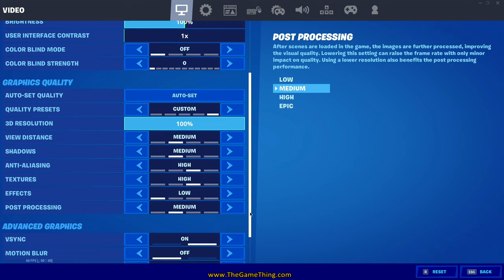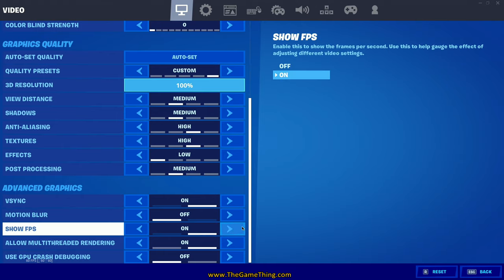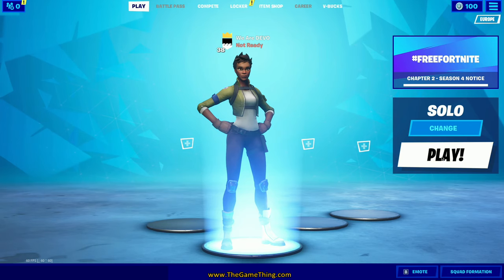Weirdly, here I've got VSync switched on because for some reason VSync off and on doesn't affect the frame rate, so I don't even know if it's working correctly to be honest. But with it being on it doesn't affect the frame rate at all, so no blur or anything like that. And I've got the FPS counter on, so let me jump into a game.